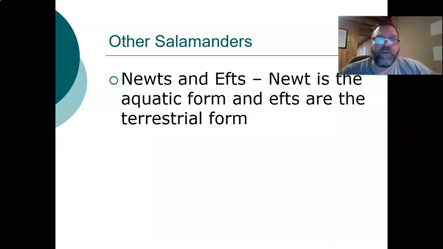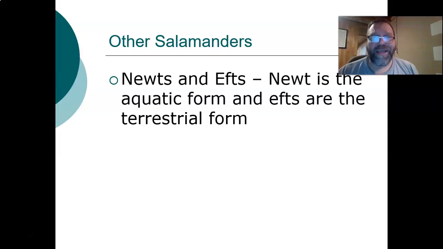And other salamanders, newts and efts. The best way you know this is if around Halloween you have a witch's brew where they say eye of newt, wing of bat, something like that, to throw in a cauldron. Here's how you're going to remember them. Newt is the aquatic form. Newt has a W, N-E-W-T-S. W stands for water.